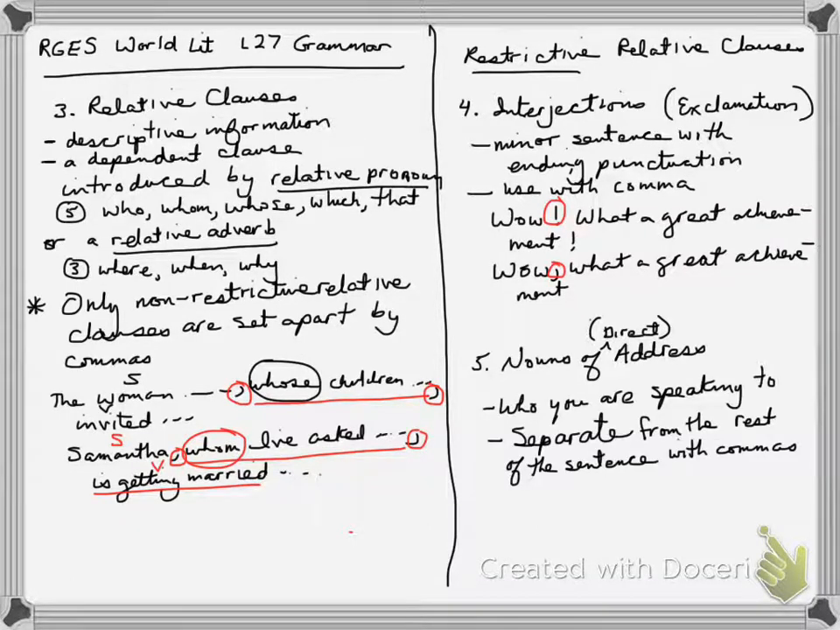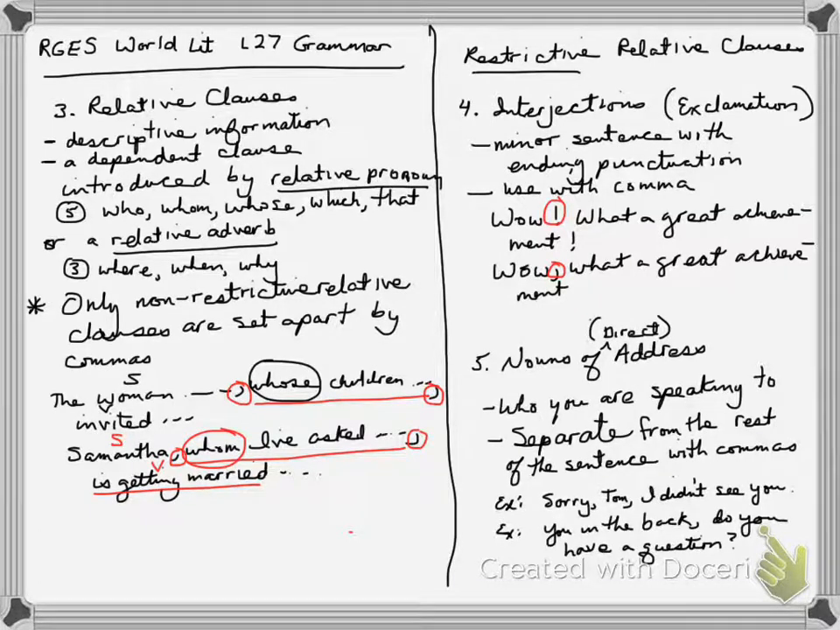Now, of course, when I say with commas, depending on where it's positioned in the sentence, it may need 1 comma because it's at the beginning, 1 comma because it's at the end, or 2 commas because it's in the middle. Let me give you 2 examples. Okay, so my examples: sorry, Tom. I'm speaking to Tom, so I want to separate it by commas. I didn't see you, or you in the back. That's my direct address right there. This is my direct address, or noun of address. You could simply say that. Do you have a question?